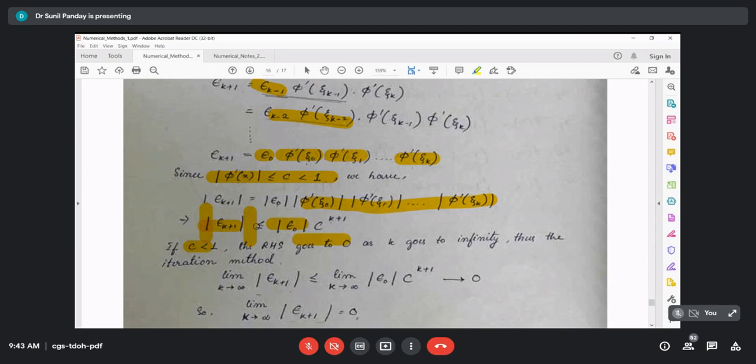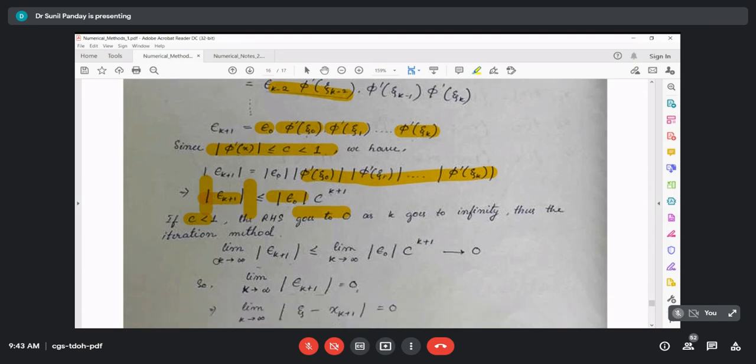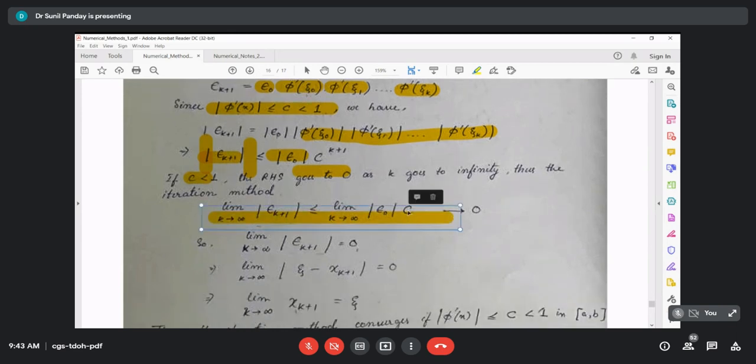So it should be either 0 or a positive number. But the right side is going towards 0 when k is tending to infinity. This absolute of epsilon k plus 1 is equal to 0. So we have taken k tending to infinity, as c is less than 1. If c is less than 1, and when we take the limit k tending to infinity, c raised to power k is going towards 0.